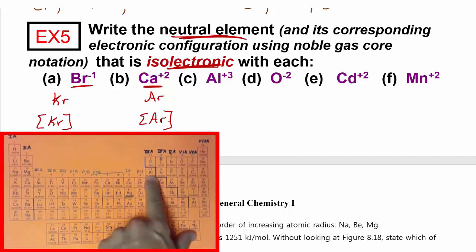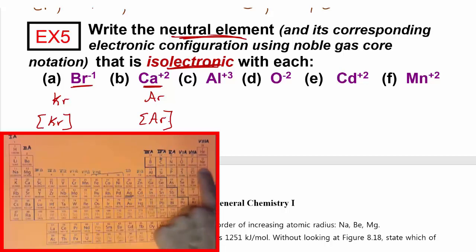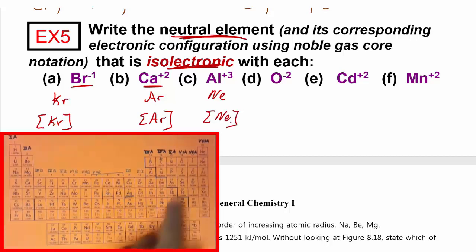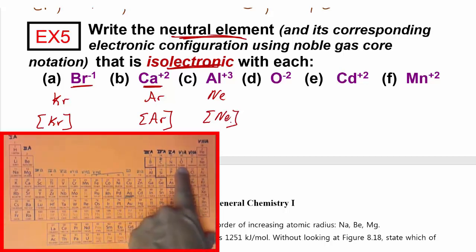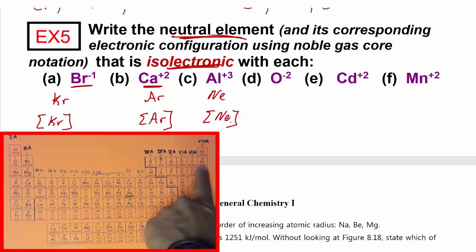We're going to lose 3 electrons for aluminum. That brings it down to 10. It's neon. Oxide. You have to go from 8, 2 extra electrons. It's neon.